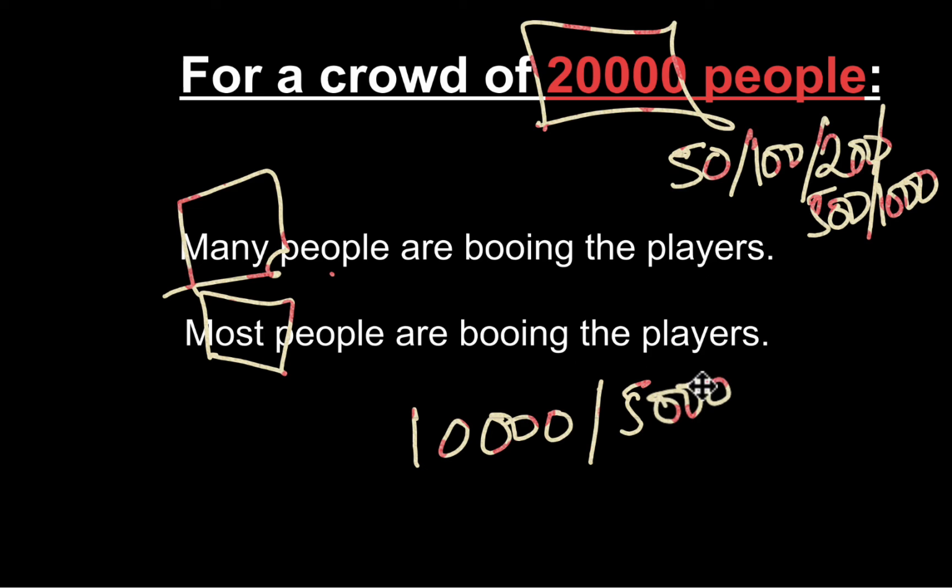It's a huge number. All right. Most people or most of the people sitting in the crowd are booing the players. It's definitely going to be more than 10,000 people. But 50 people can also be considered many in this case. 200 people can also be considered many in this case, right? It's a large number. 100 people, 200 people, 300 people, right? These are large numbers, okay? But when you say most, you mean the majority of the people present there, okay?